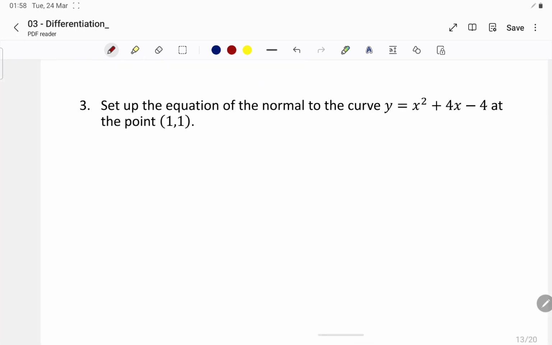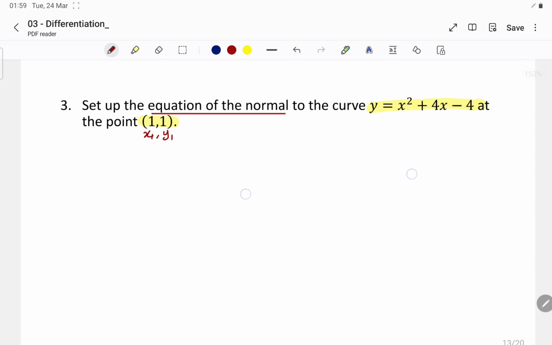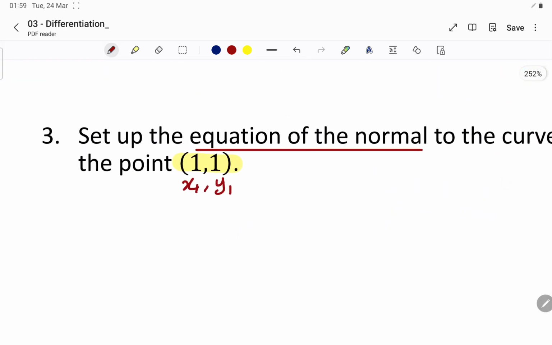which is question 3. We have to find the equation of the normal to the curve, where we have y equals x squared plus 4x minus 4, and then the point (1, 1). So from this we know that this is our y, x squared plus 4x minus 4, and (1, 1) is our x1 and y1. For the equation of the normal, the formula will be y minus y1 equals m_n multiplied by (x minus x1).